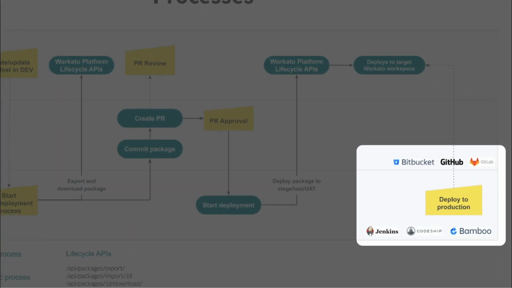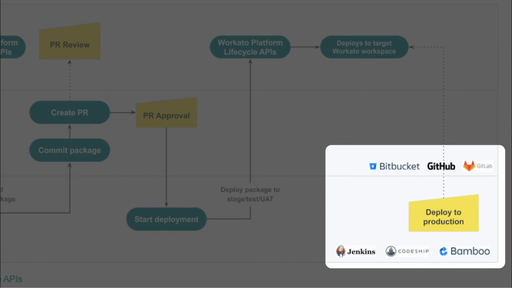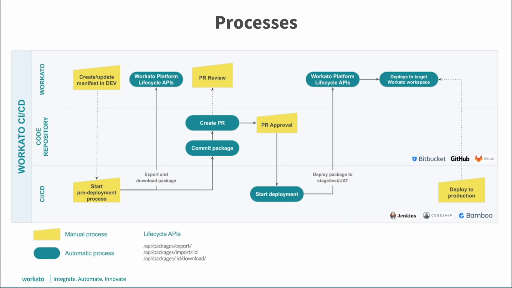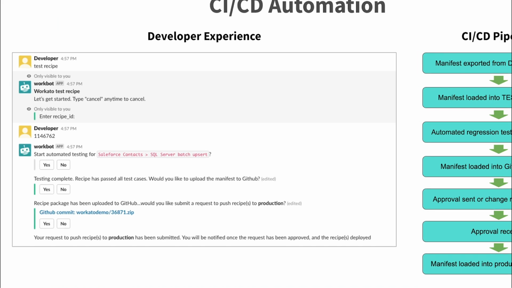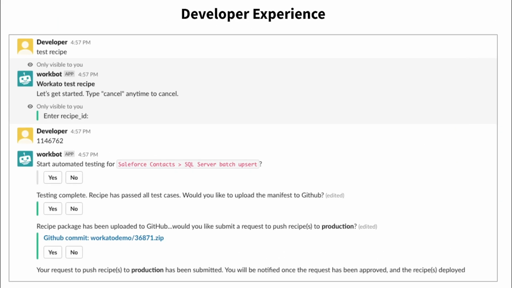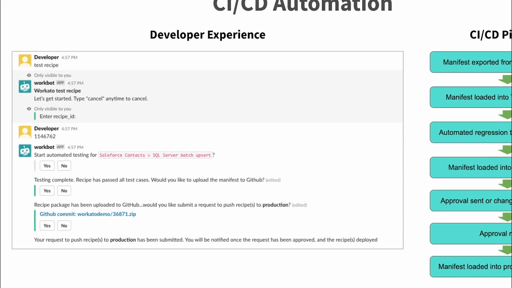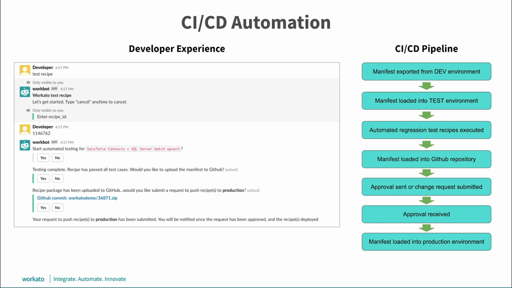Workato also provides connectivity to a broad set of apps like Git, Bitbucket, Jenkins, Jira, Bamboo, CodeShip, and many others in DevOps toolchains to help automate your pipelines. With everything now set up, all that's really left is to automate it. This is a sample automation built using Workato recipes and Workato's unique low to no code app development platform for Slack, like Workbot. In this example, the project lead can kick off the deployment package export directly from Slack.